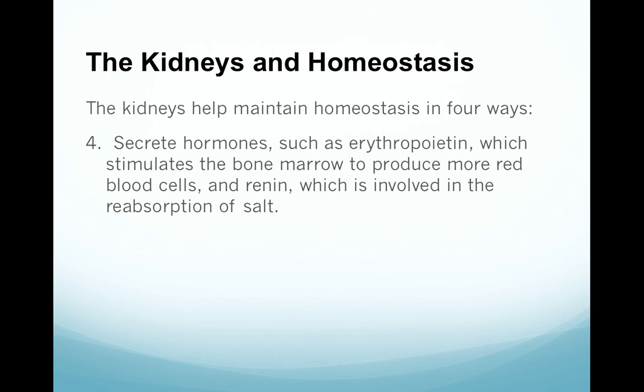And then the fourth way is that the kidneys do secrete a hormone such as erythropoietin, which will stimulate the bone marrow to make more red blood cells. They also make renin, which is a hormone that's involved in the reabsorption of salt.